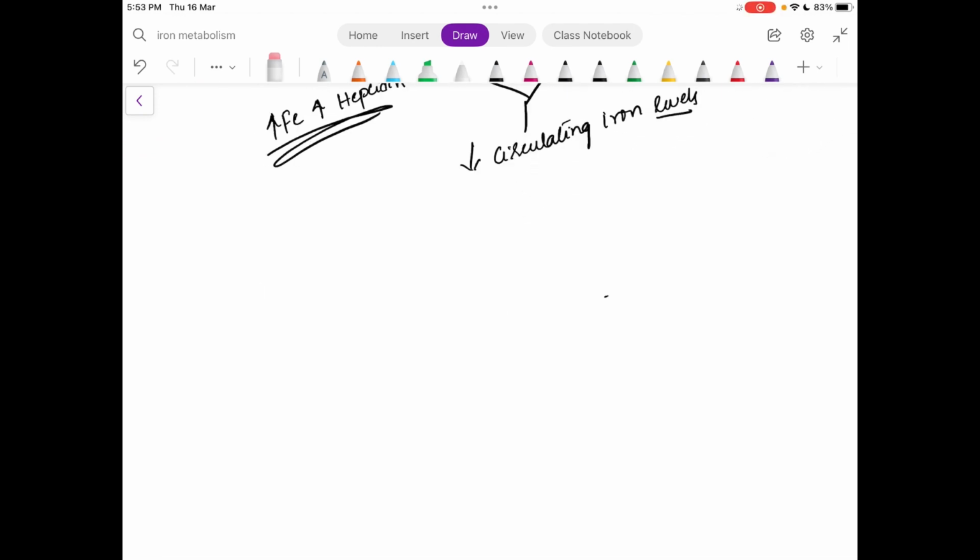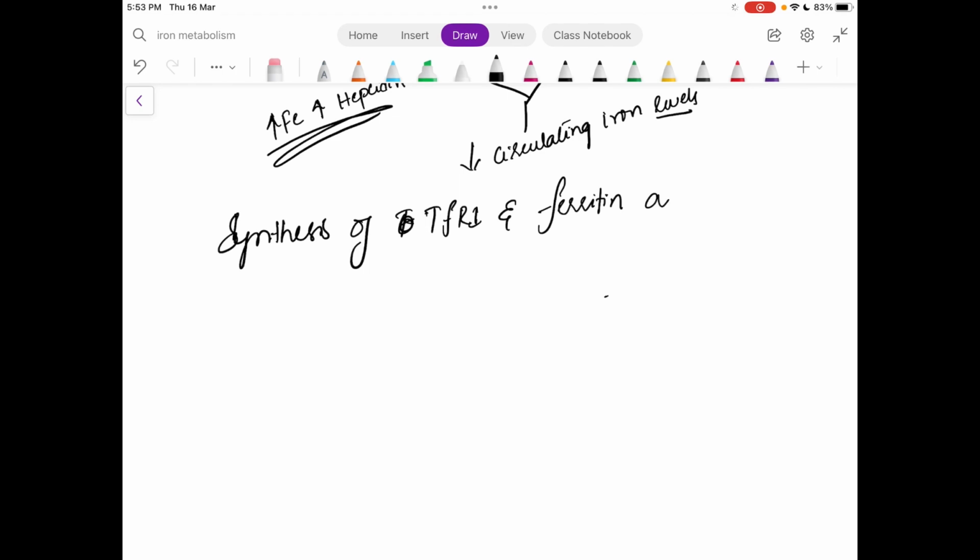And iron is also regulated at the gene level. What happens at the gene level? We'll see. Synthesis of transferrin receptor 1 and ferritin are reciprocally regulated.